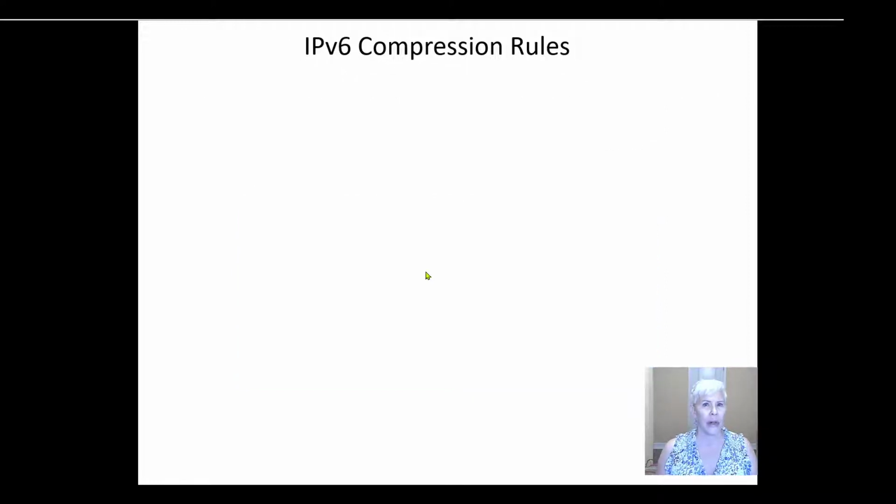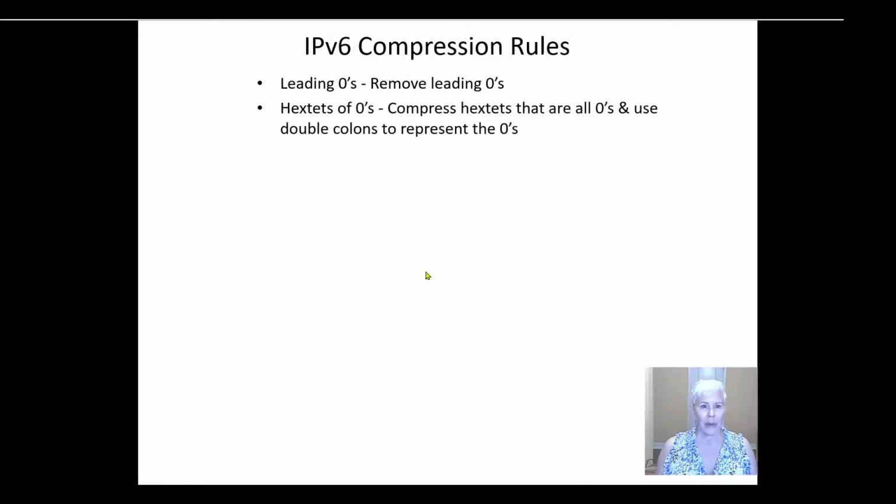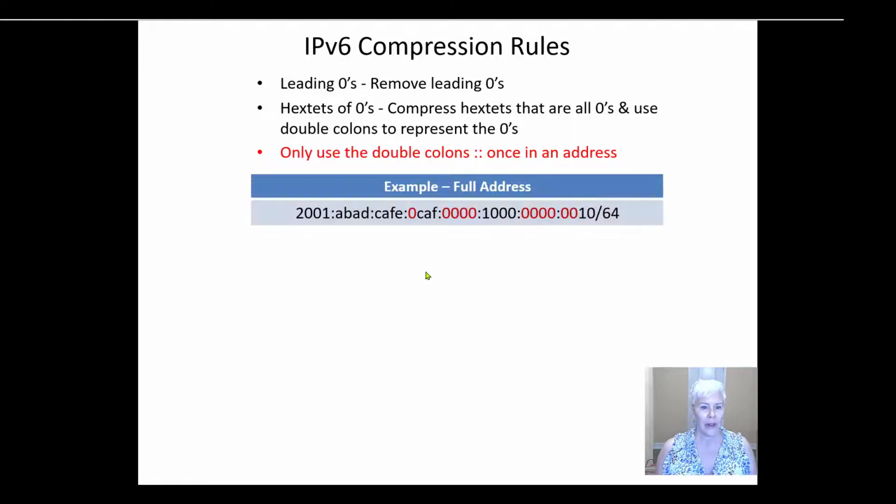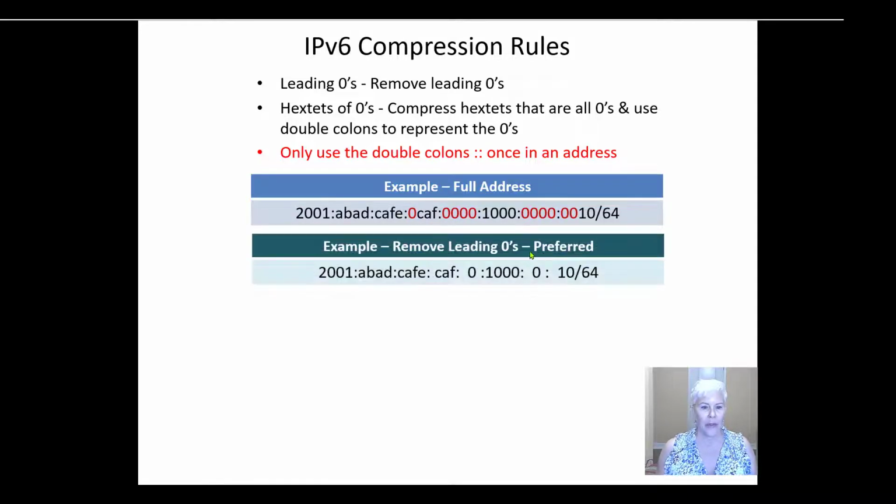Let me show you another example. We'll look at an example of removing the leading zeros, and then we're going to hone in on this double colon and take a look at that as well. Here's our example, and here we can see we have leading zeros as well as 2 hextets of double zeros. If we look at it in the preferred way of removing our leading zeros, we can see here we've removed this 0. We've removed the leading zeros from our 5th hextet. We've removed our leading zeros from the 7th hextet and the 8th hextet. This is, again, the preferred way.